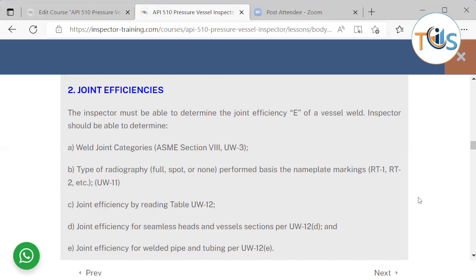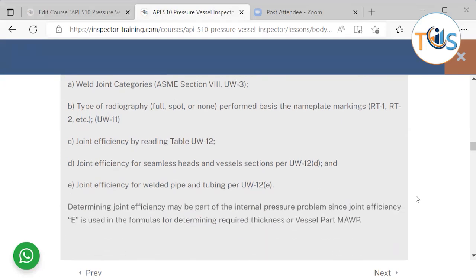And then you should know about the types of radiography, full, spot, so RT-1, RT-2, etc. The joint efficiency, UW-12, is directly related to RT, to the percentage of radiography, whether it's full, spot or none. And the various subcategories of UW-12.